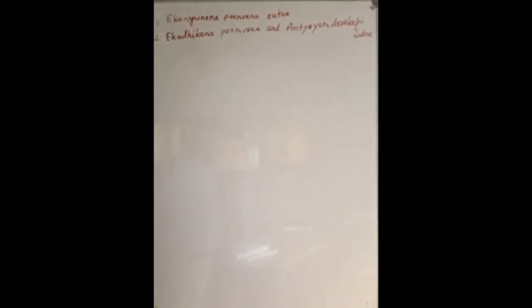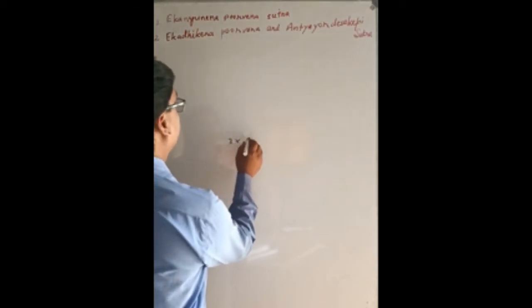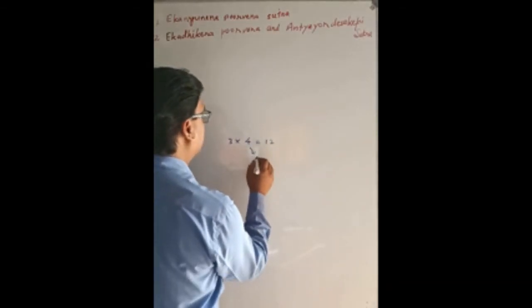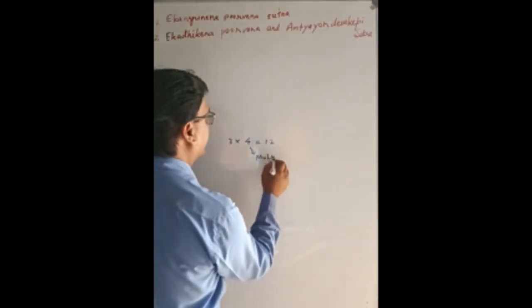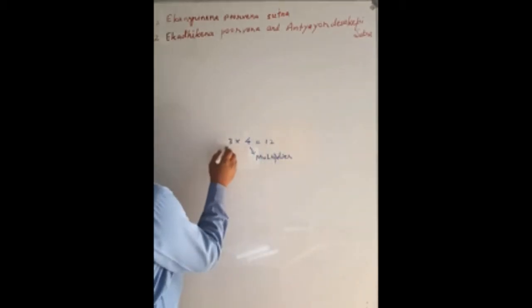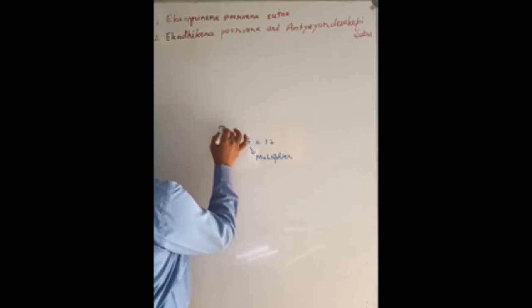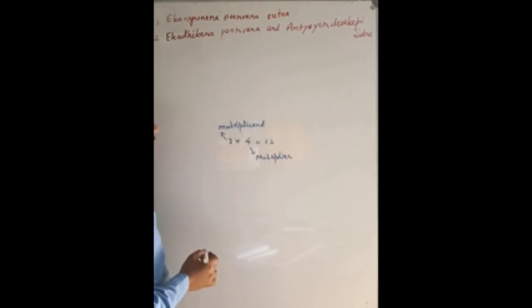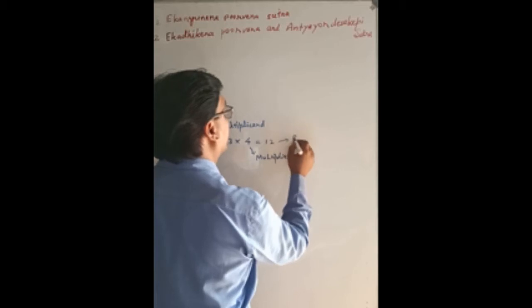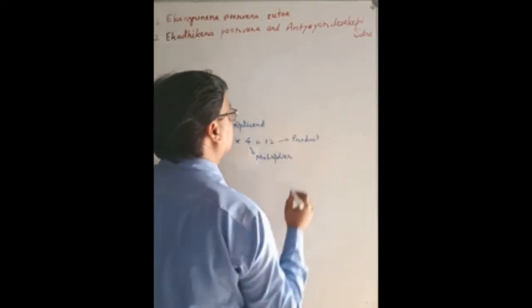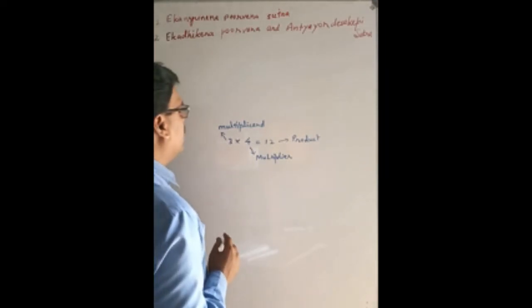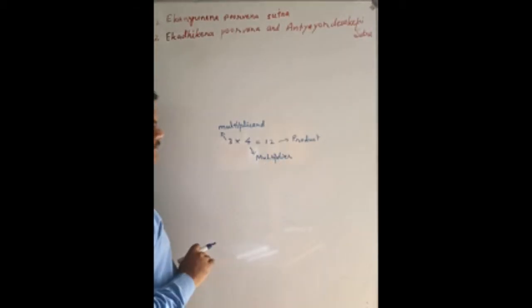First, you should know what the multiplier is. If we multiply 3 by 4, we get 12. This 4 is called the multiplier, and 3 is known as the multiplicand, and 12 is the product. This method is applicable only when all digits of the multiplier are 9.